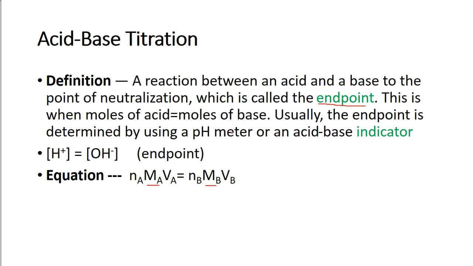And usually the endpoint is determined by a pH meter or an acid-base indicator. So in lab, we use phenolphthalein, and some of you may have used the universal indicator. So it's the amount of protons, and this kind of means concentration, which I didn't mean to do, but it means the amount of H+ equals the amount of OH-, and that's what the endpoint is. So when the moles of H+ equals the moles of OH-, that is an endpoint.